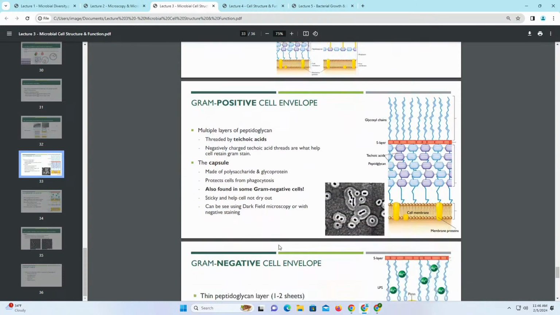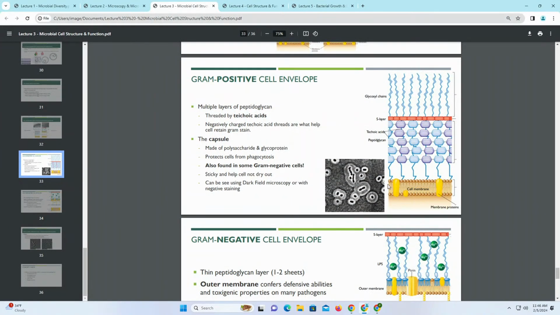So the gram positive cell envelope has the cell membrane, and then you have the peptidoglycan layer. It's just another way of showing it. These are the NAG and NAM that I just showed you, and in between you have these amino acids. But then you also have these teichoic acids that are threaded into the peptidoglycan layers.